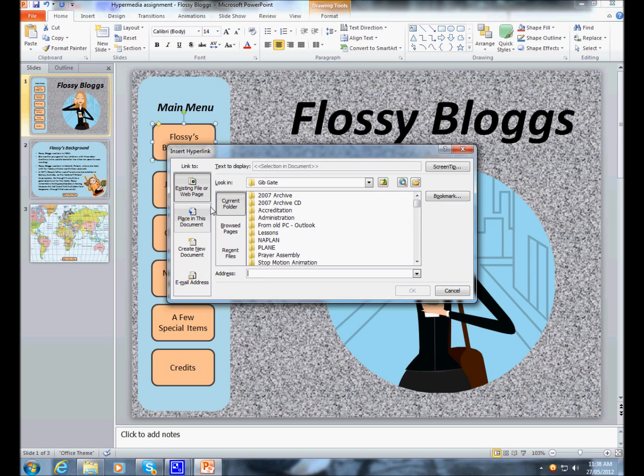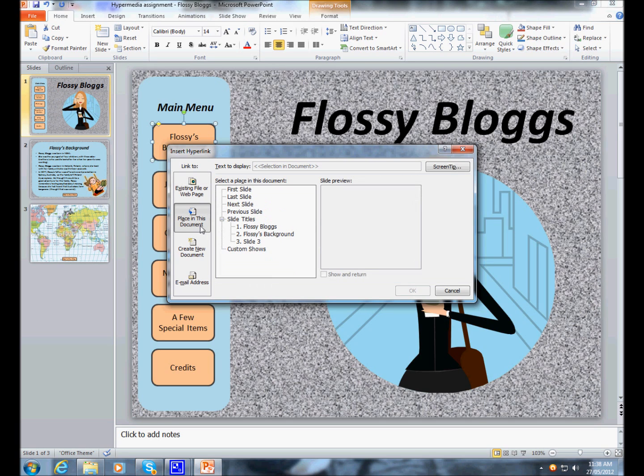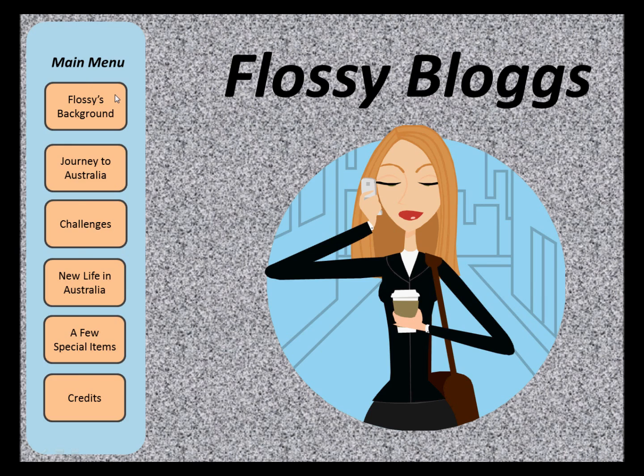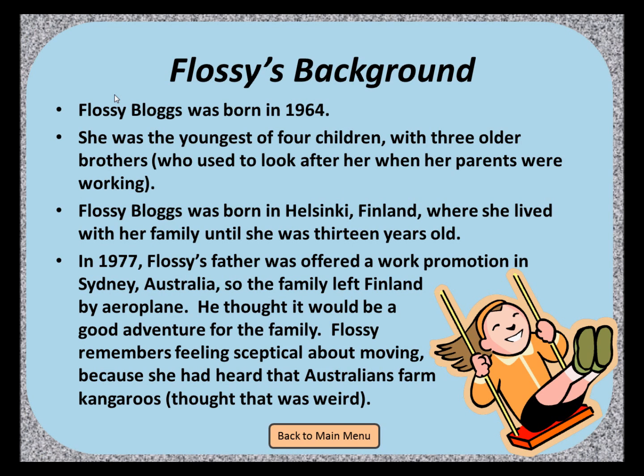The dialog displays insert hyperlink. I need to click on the button that says place in this document because I'm just linking from one page to another. And I'm going to link to Flossy's background, slide 2. You get a preview of it so that you know that you've selected the right one, and click OK. Now, nothing will happen when I'm in edit mode, but if I slip into presentation mode and click on Flossy's background, it now takes me straight to that screen.